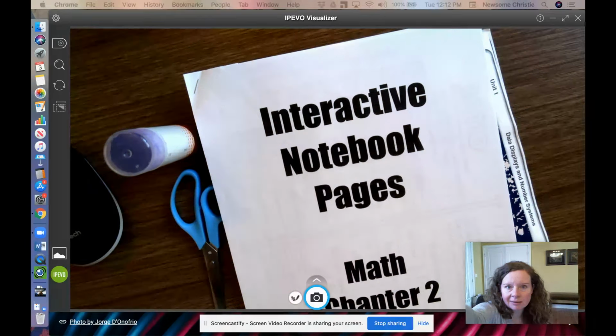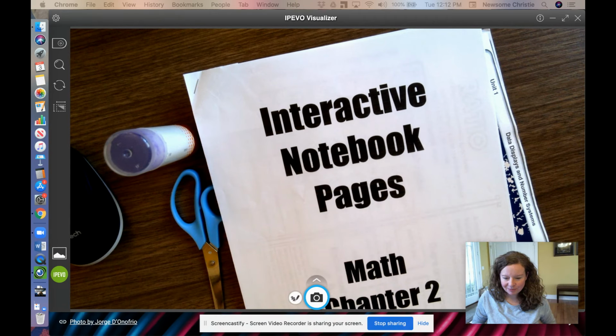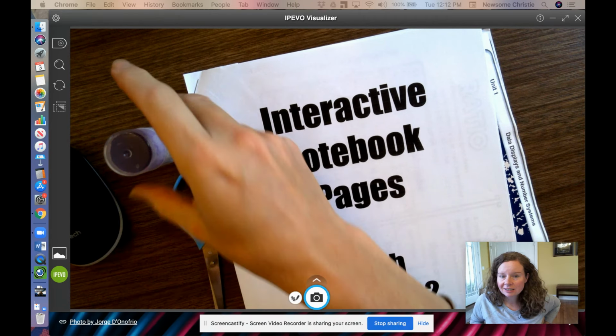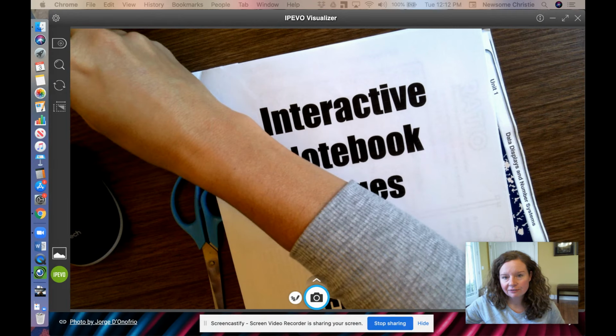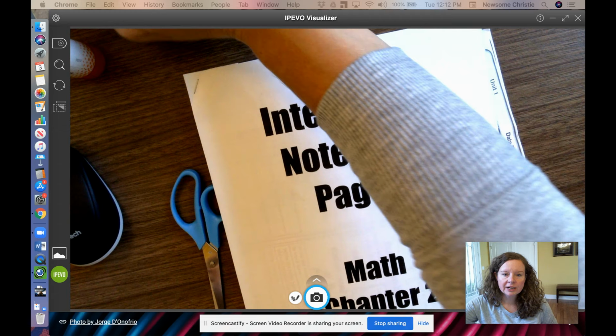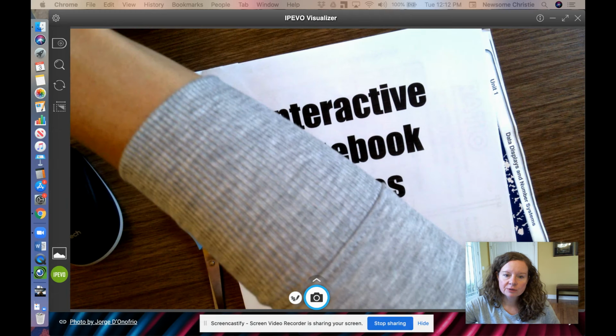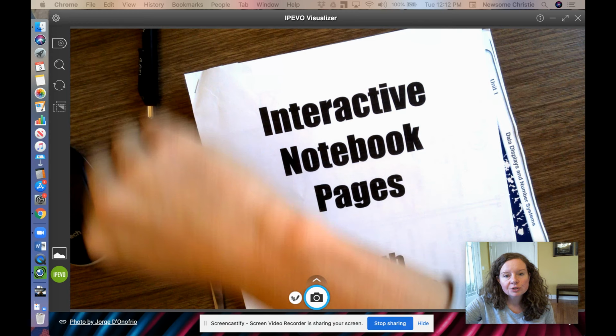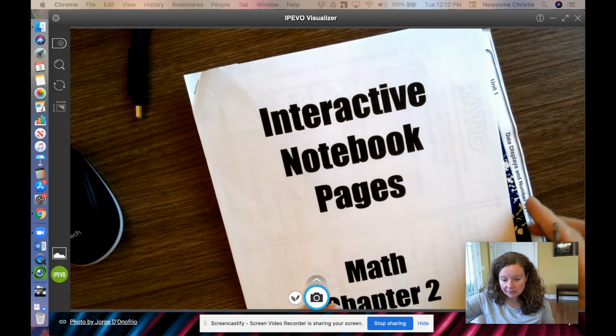So we are good for math today. So today we're going to continue on with the second half of chapter 2. And today we're going to talk about the idea of a ratio. And a ratio is a comparison of two numbers. Okay, and so let's get our interactive notebook all set up for that.